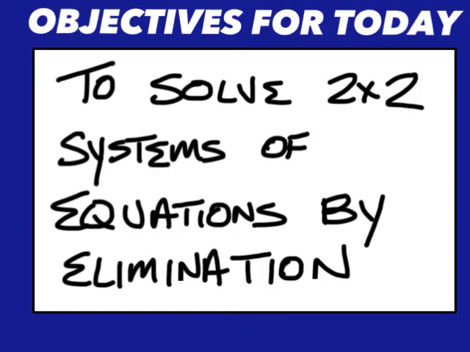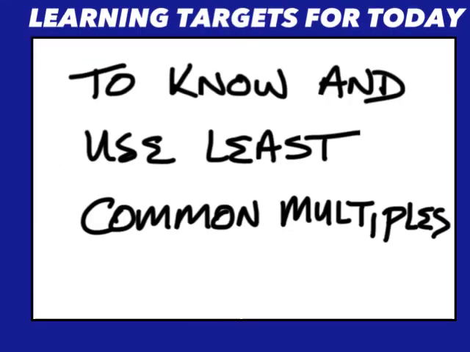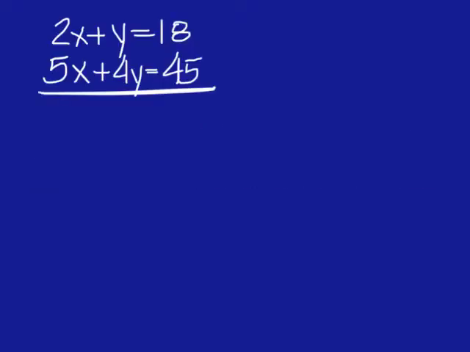Objectives for today: to solve a 2x2 system of equations by elimination and to know and use least common multiples. Here's an example. 2x plus y equals 18 and 5x plus 4y equals 45.